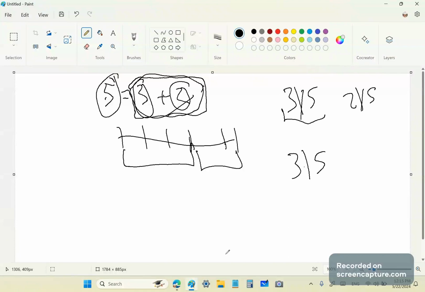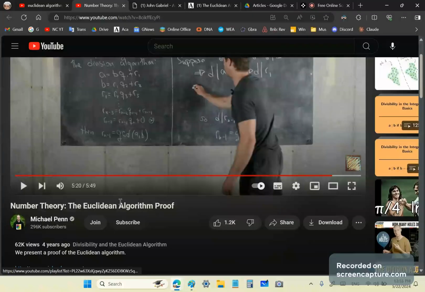that's not true, because 3 leaves a remainder when it tries to measure 5, okay? So when 3 tries to measure 5, we get a remainder of 2. Does that make sense to you? Okay, stop and think about these things for a while before you continue. It's important.